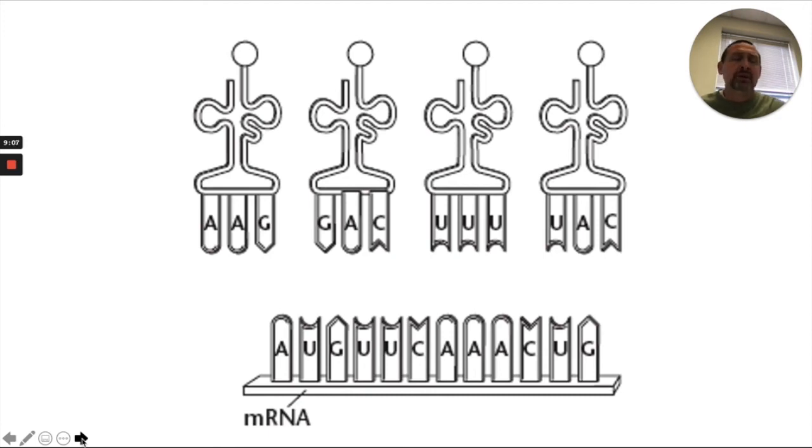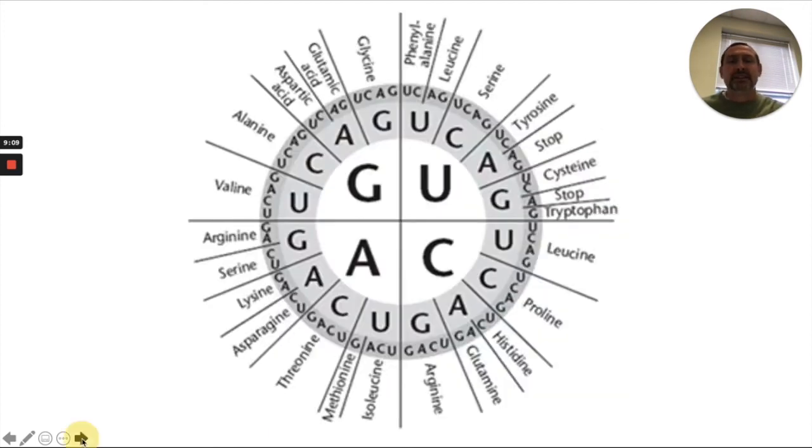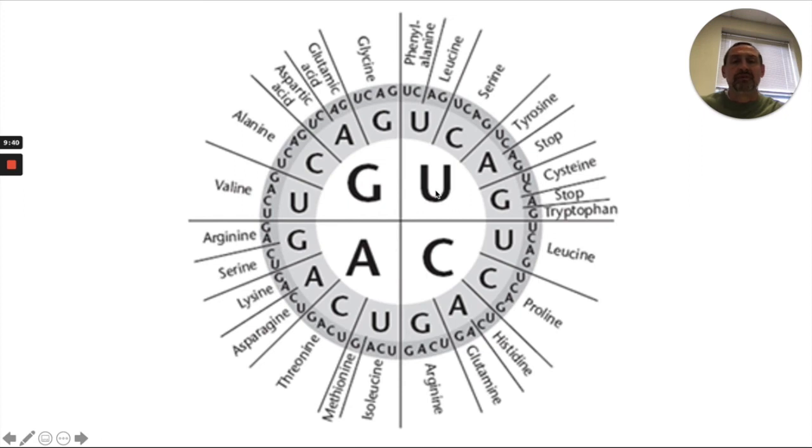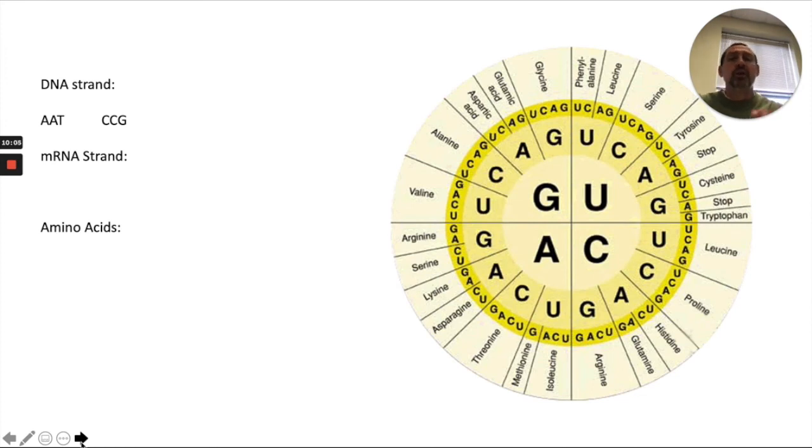Well, what's UAC? What amino acid would we find on UAC? To figure that out, we would look at a chart like this. We would start here in the center with the first letter, U. The second letter, we move out one ring, A. And then the third letter, we would move to the final ring, C. So if our strand was UAC, the amino acid would be threonine. Using this chart, we can figure out what the DNA can code for.